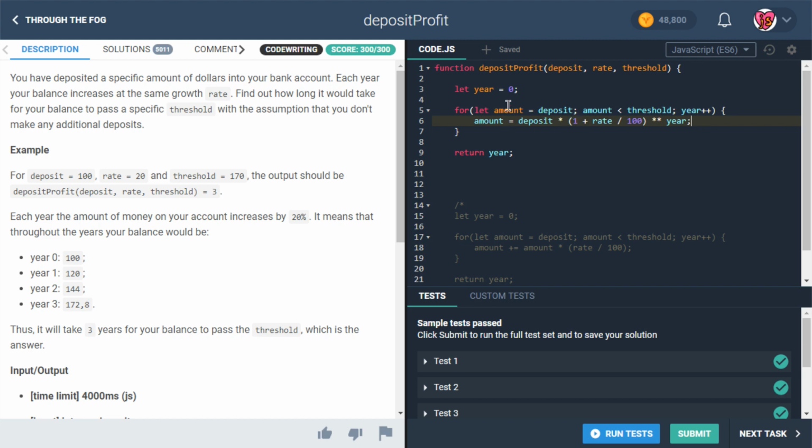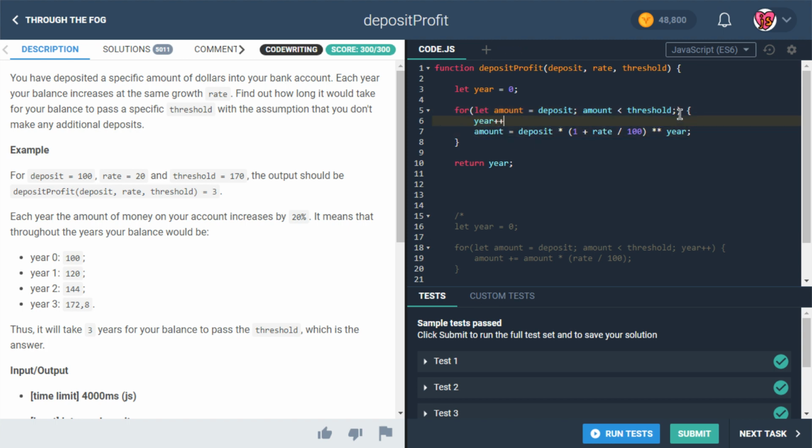So then after that, we're incrementing the year by 1. And then we're checking if the amount is less than the threshold still. And if it is, we're running it again. Okay, so the problem here is that we're incrementing the year after we reassign the amount, when really we should be doing it before. So I'm going to get rid of this here, and I'm just going to put the year plus plus right here. As we've seen in the past, it's fine to leave part of a for loop blank. Not a problem. You're allowed to do that.